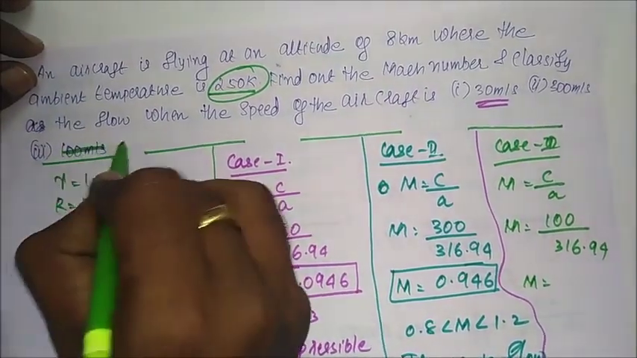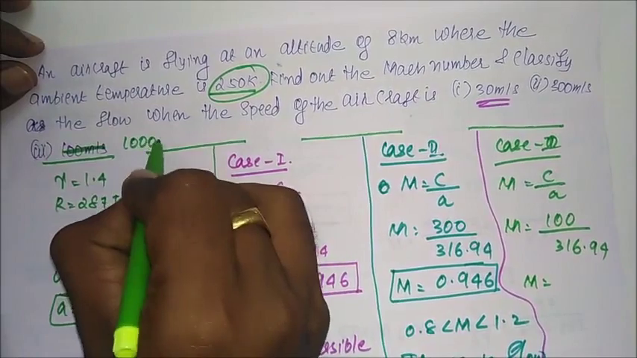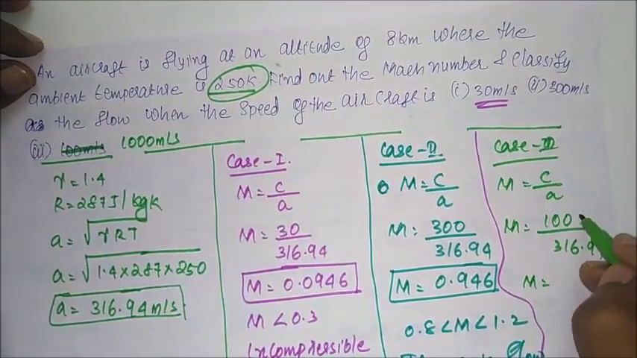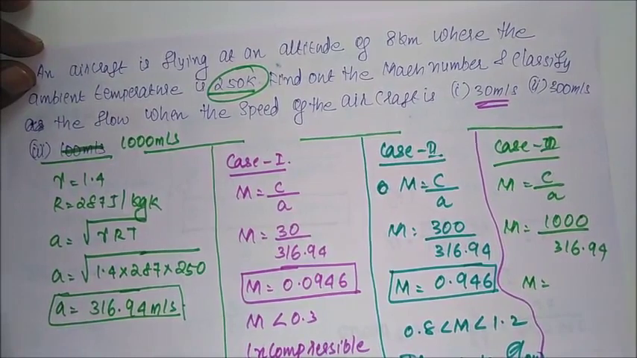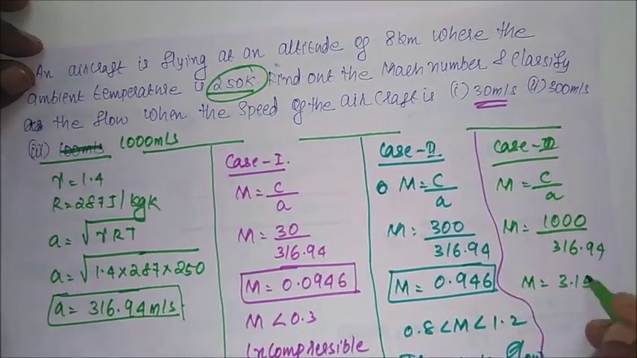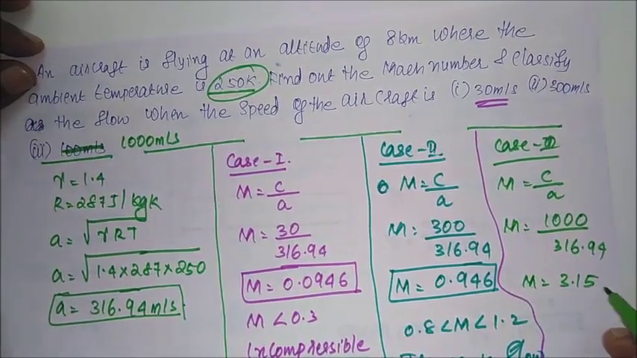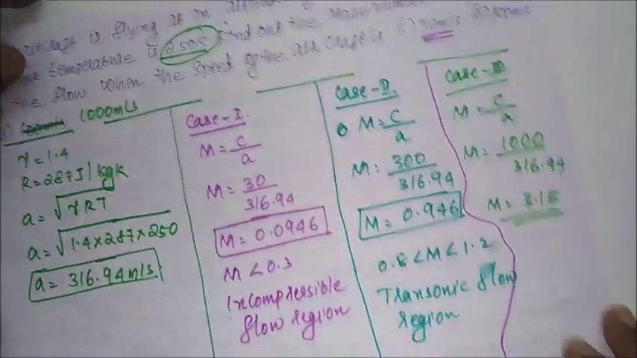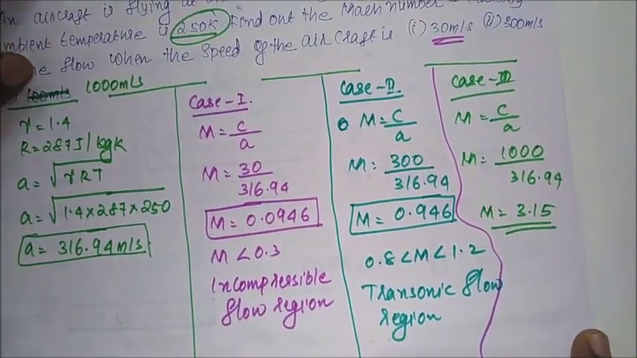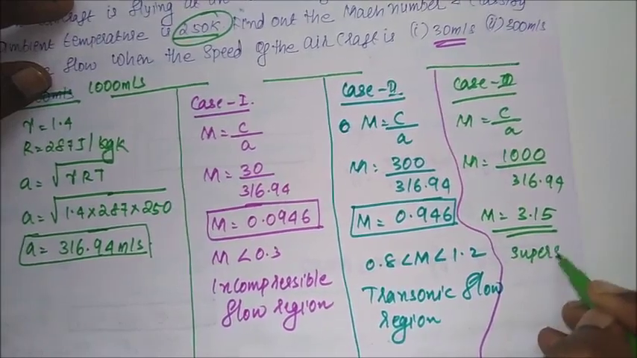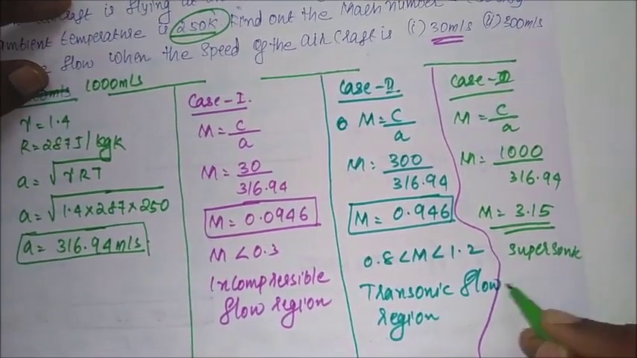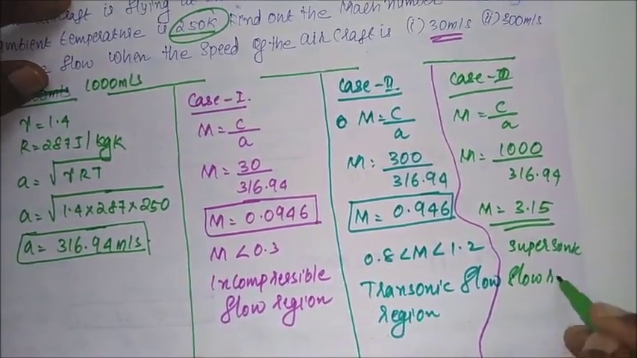So the question can be changed to 1000 meter per second. What is the value? 1000 divided by 316.94 is equal to 3.15. Okay, that is, the Mach number is greater than 1.2. That is, the flow is in the supersonic flow region.